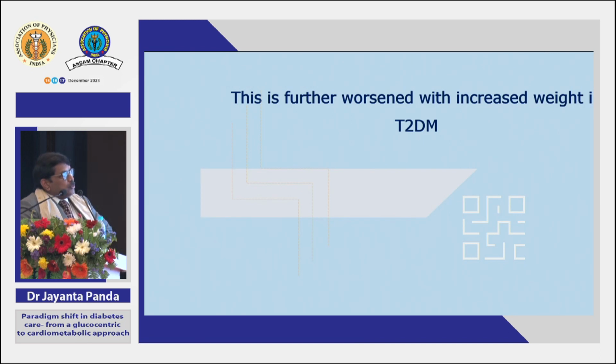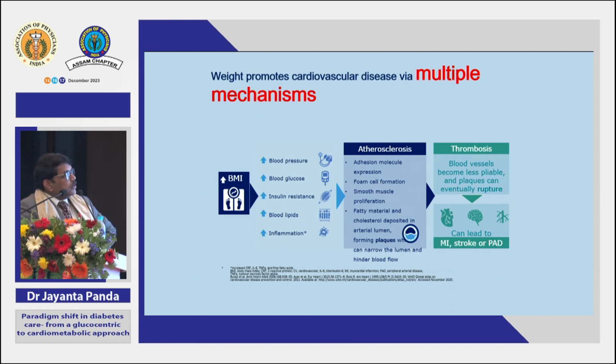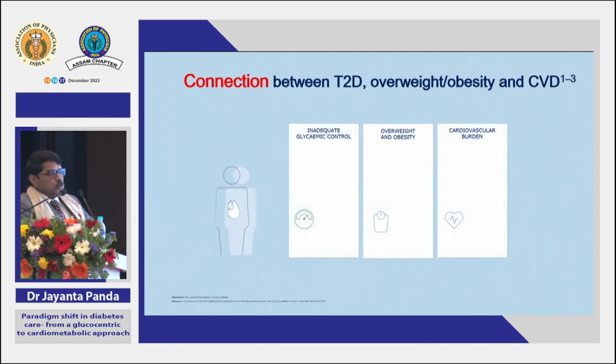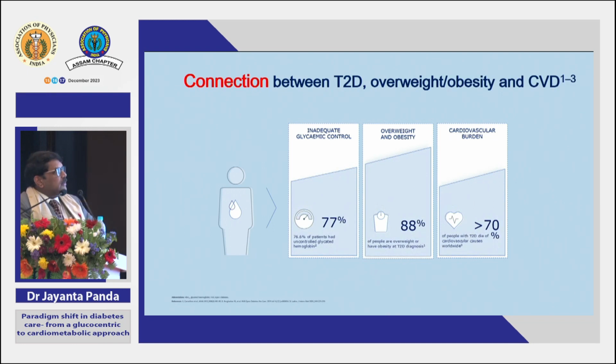And it is further worsened with increased weight, which has already been touched upon in our oration. The weight promotes cardiovascular disease via multiple mechanisms. You know, when diabetes, CVD, and obesity are combined, the blood pressure, blood glucose, insulin resistance, lipids, and inflammation all go high, taking care of atherosclerosis, thrombosis, myocardial infarction, stroke, and peripheral vascular disease.